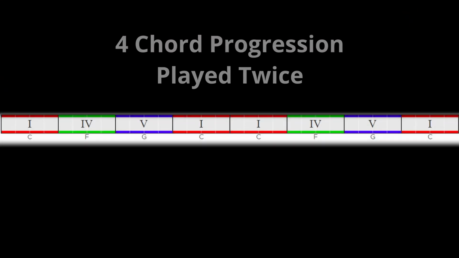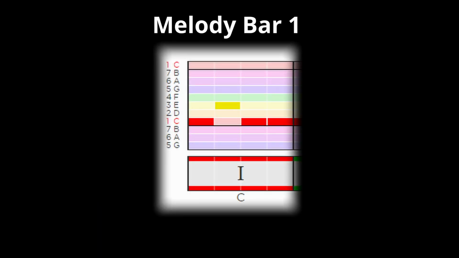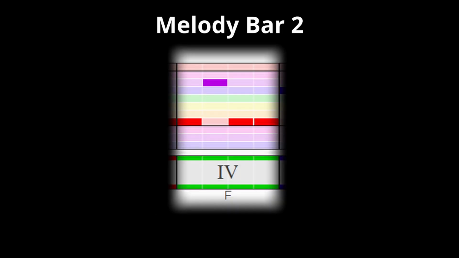We'll use a 4-bar progression, 1-4-5-1, and play it twice. The melody will start on the root note C, make a small step up to E, and back to C. We'll continue into the first F chord using this shared C note, leap up to A, and back to C.